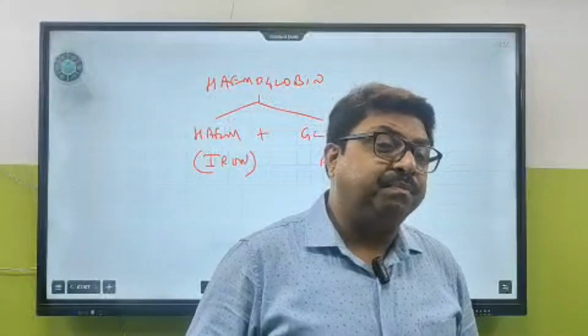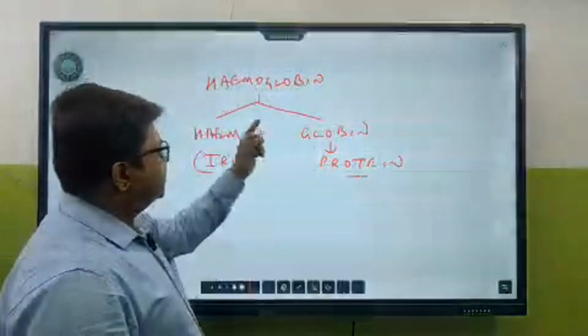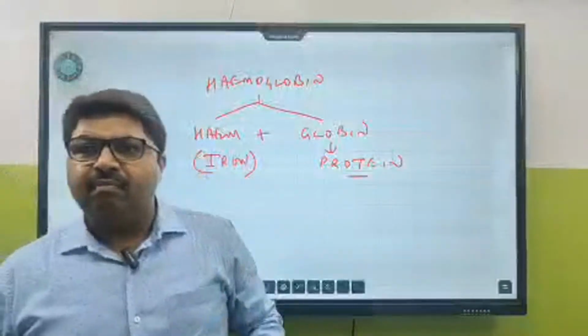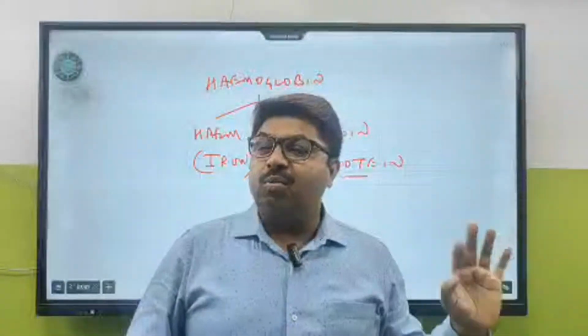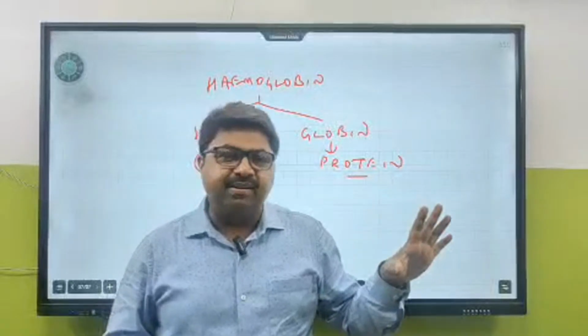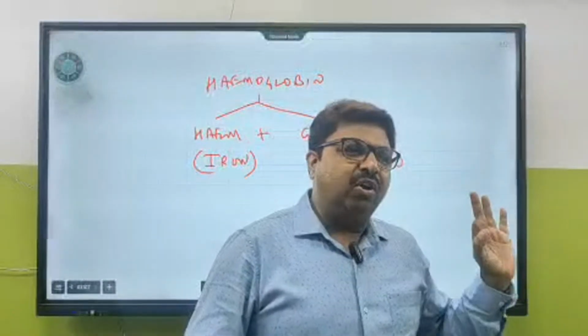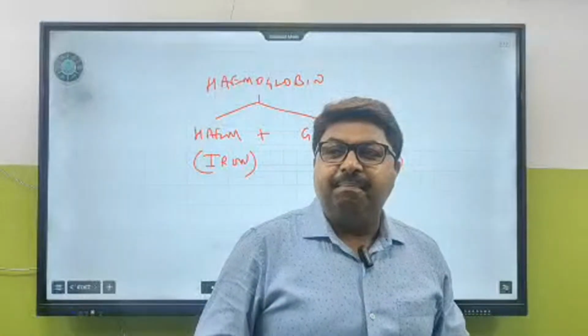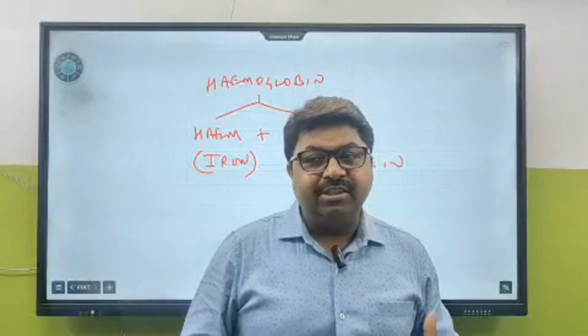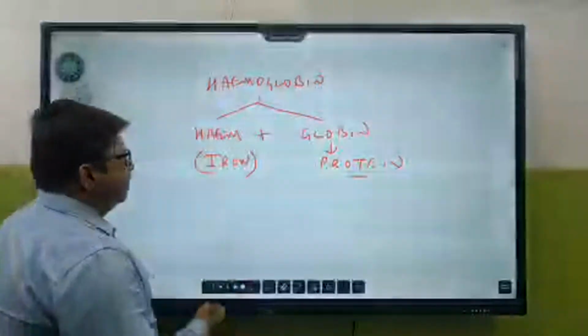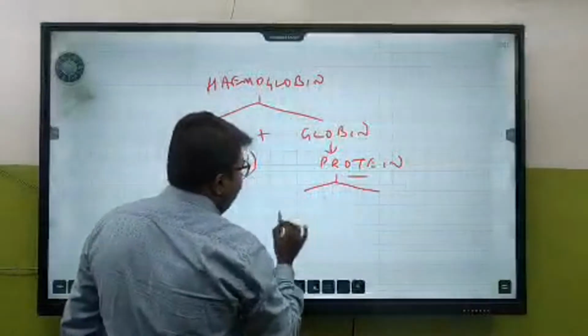It's the best example of what? Metalloprotein. So what is the metal out here? Iron. Metalloprotein, or we can also call it chromoprotein, as pigments are present. What is the color? Red.